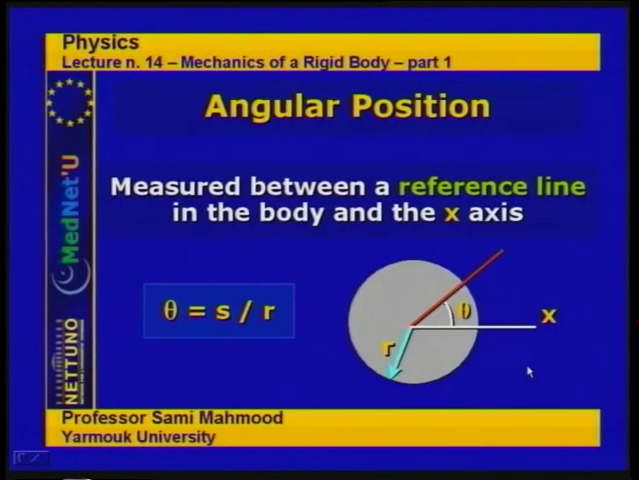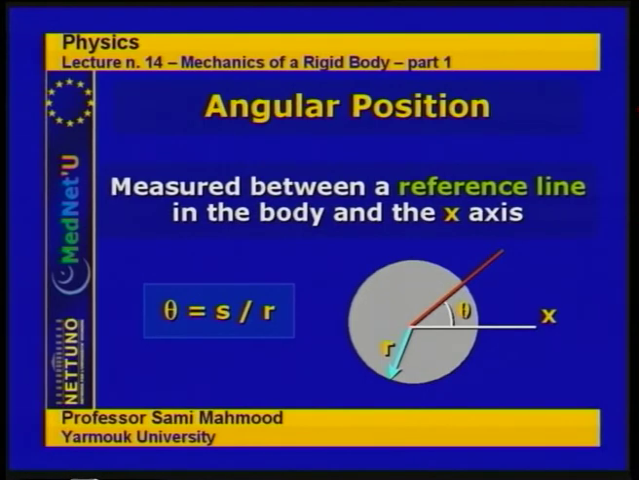The position, and this figure illustrates how the position is measured. This red line is the reference line attached to the body as it rotates, and this is the x-axis. In between them is the angle theta. Suppose that the point that we are tracking in the body, the point whose angular position we track, is at a distance r from the origin.